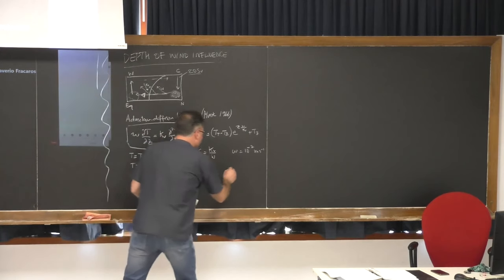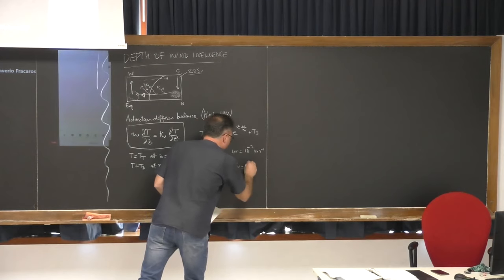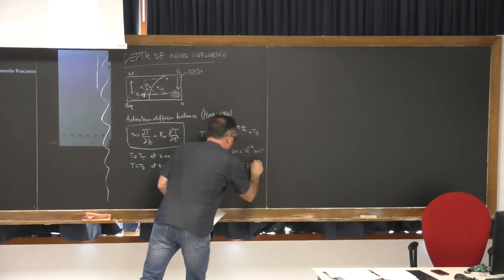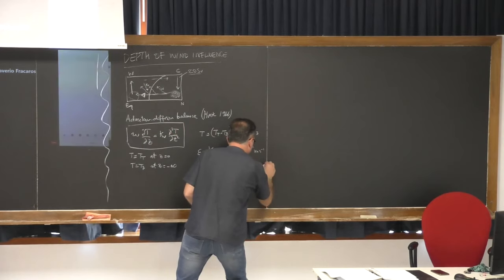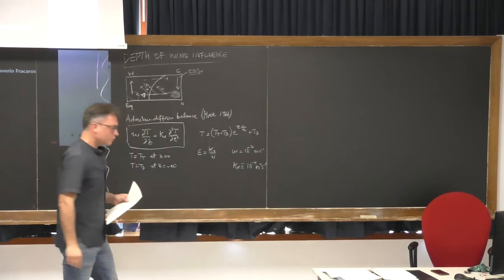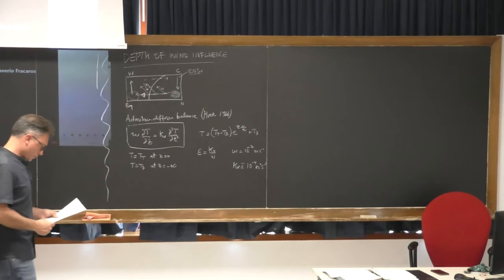And he got a vertical diffusivity that was roughly 10 to the minus 4. So that is the vertical diffusivity that you need, constant everywhere, to upwell back to the surface those deep waters that you have produced at the high latitudes.